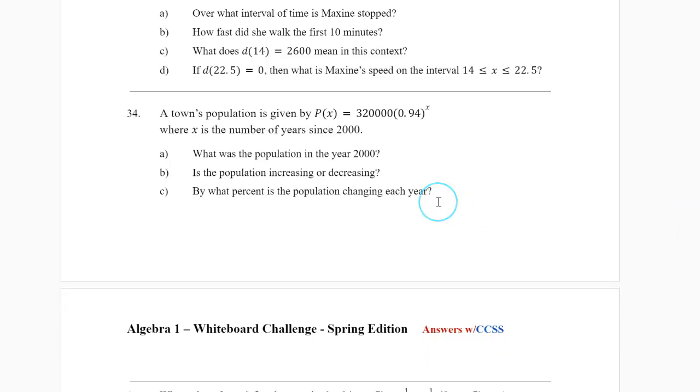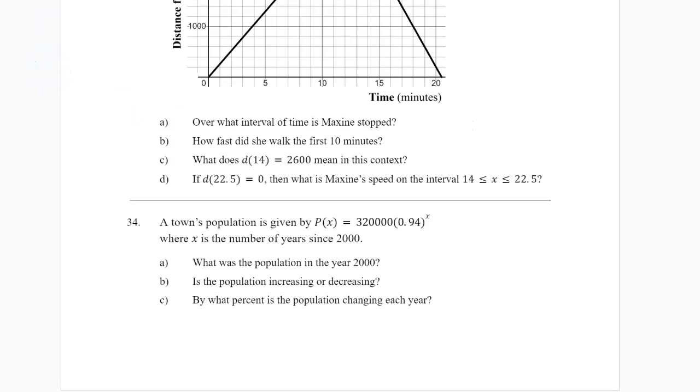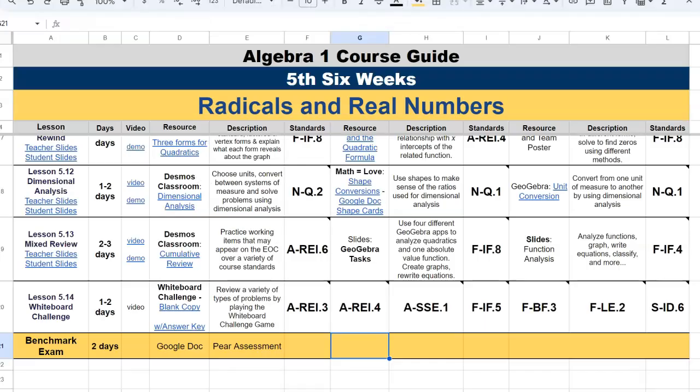Now, there is a detailed answer key. I didn't work out every little piece completely detailed, but you at least have an answer for every single question, along with a Common Core standard attached to each one of these questions. So you will receive that. I'm not going to show you the answers because I don't want the kids getting on here and running your whiteboard challenge. So let's take a look at what's coming next.